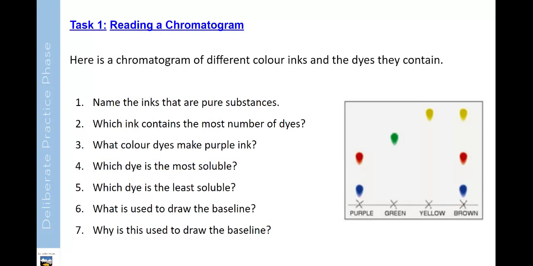So task number 1, I want you to pause the lesson video and complete this task. So you've got a chromatogram of different colour inks and the dyes they contain. So you've got purple, green, yellow and brown, and it shows you what dyes those inks contain. So you need to answer these questions, come back to the lesson video for your answers.